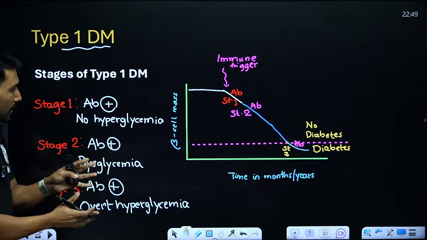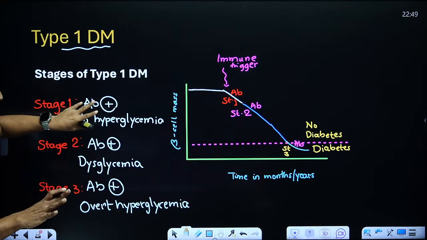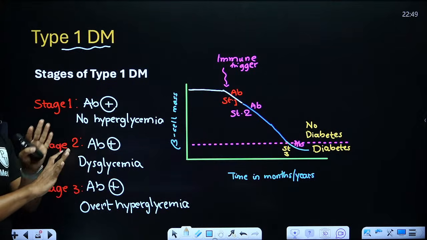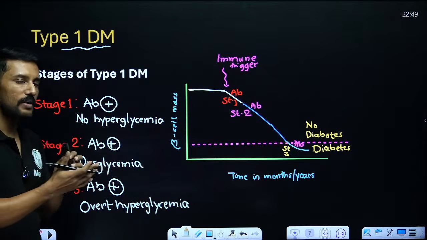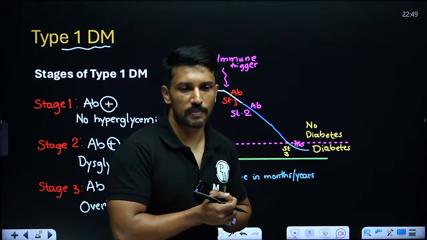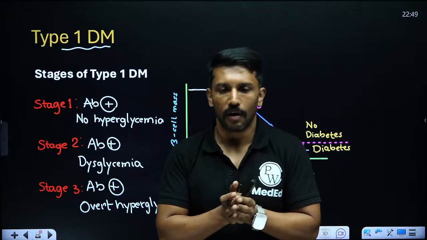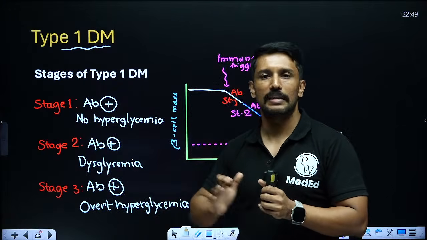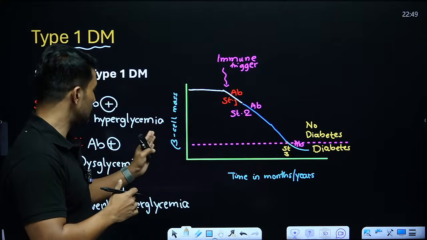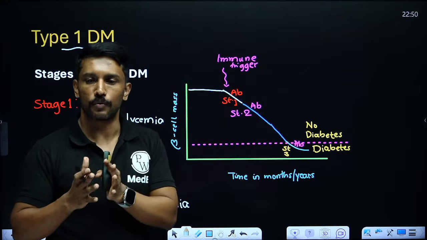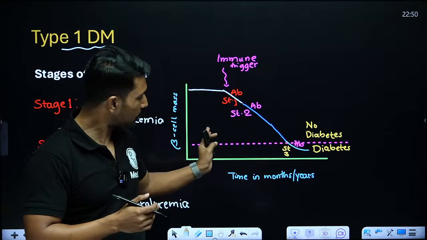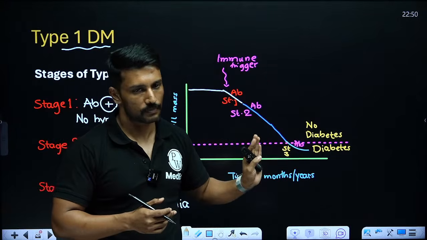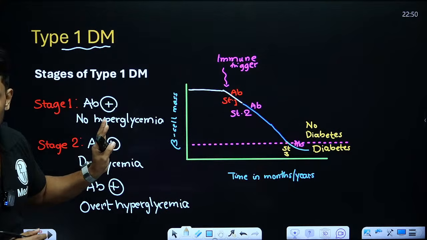So 2-3 MCQs have been asked. Which of the following is not seen in stage 1 type 1 diabetes mellitus? In stage 1, overt hyperglycemia is not seen, right? And then they have also asked in which stage of type 1 diabetes mellitus overt hyperglycemia is seen, or the patient can satisfy the criteria for diagnosis of diabetes. It is stage 3. Now, how rapidly one can progress from stage 1 to stage 3 varies from individual to individual. For some, it may be just weeks after the immune trigger. For some, it may be months. For some, it may be years. Okay, so this is the story of type 1 diabetes mellitus.